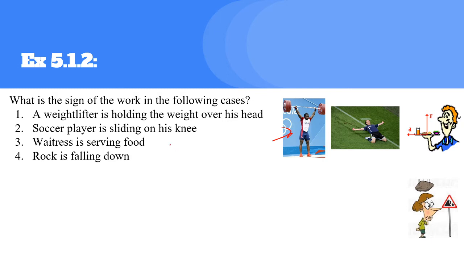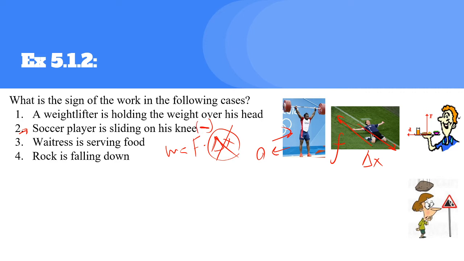So considering the fact that work is force and displacement, since he's basically holding it, there is no displacement, so this guy is basically doing 0 work. And the soccer player is sliding on his knee, so he's moving in this direction, so this is the direction of delta x. But the force acting on him is friction, which is going against his movement. So friction and displacement are going in the opposite direction. So basically the work that we have is going to have a negative sign.